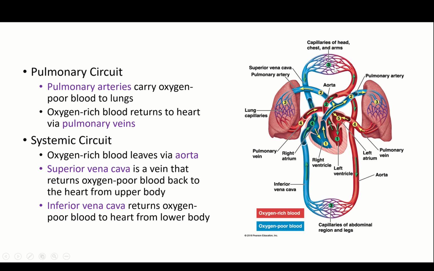So this aorta is this blood vessel. It leads to the capillaries of the arms, chest, and head, but it will also feed the bottom parts of your body too, including the abdominal region and the legs. So it'll split into those two paths.